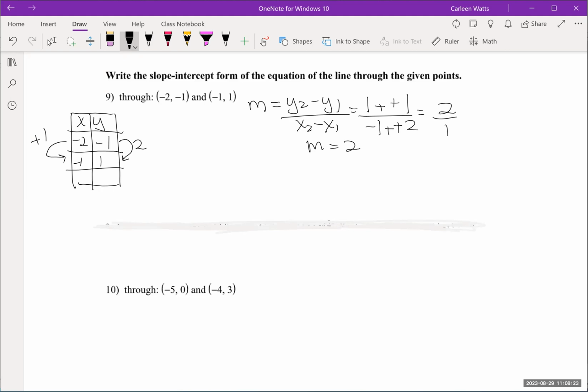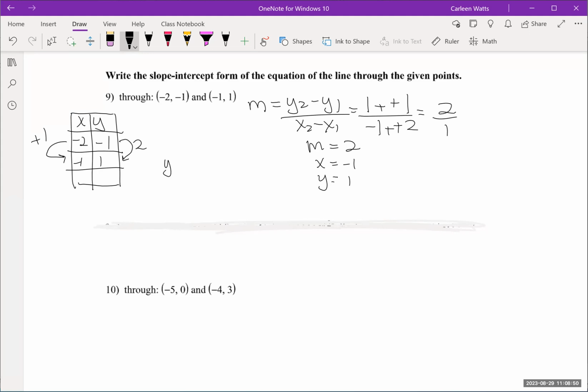B, right? I don't have B. Okay, m is 2. I need an x value and a y value, and I need them to go together. So pick one. Which one do you want to pick? Let's go to the second one. You could pick either one. At least it has only 1 negative and not 2 negatives.